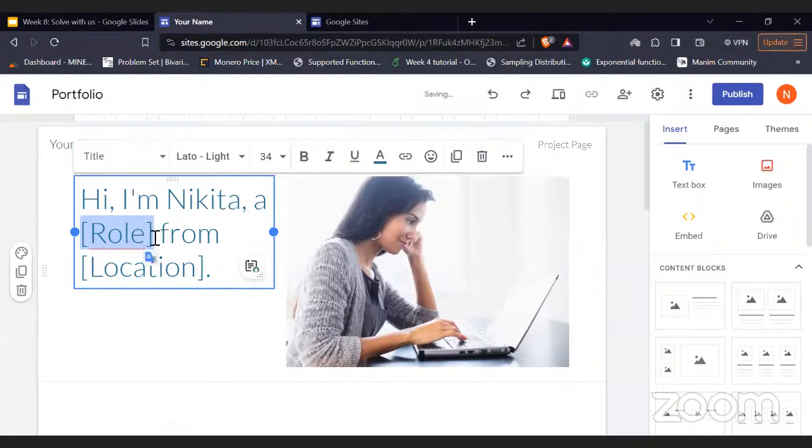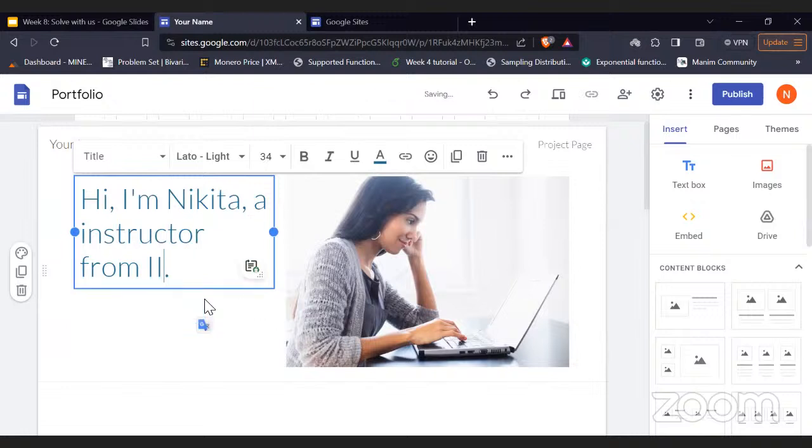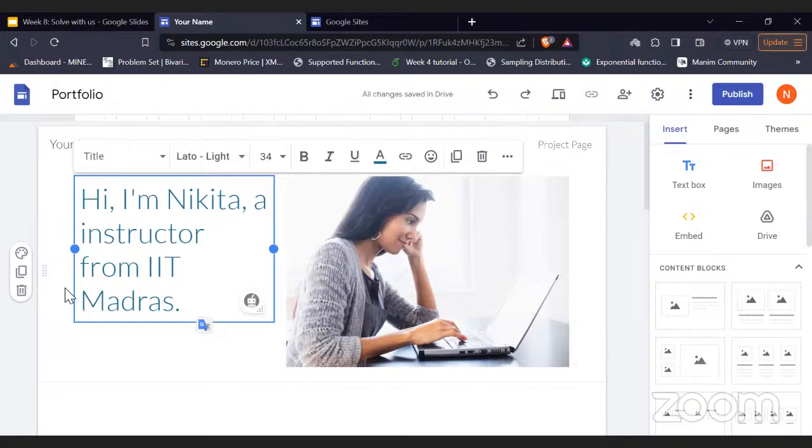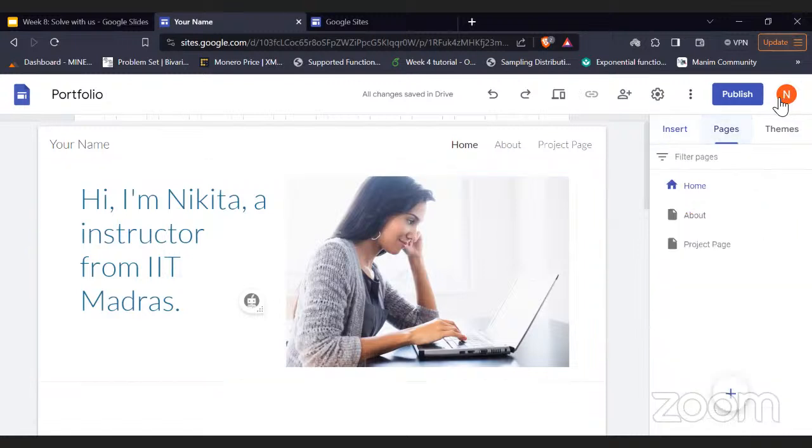You can put your name, and you can put your role, you can write student. I'm writing instructor. You can modify this, and the theme you can change accordingly, whatever you like. Now on the right hand side you see the pages. You go to pages and click on About.